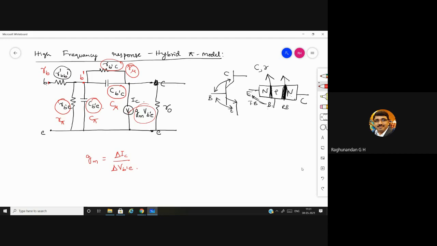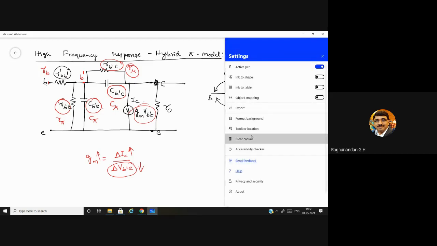So now the transconductance is directly proportional to the collector current. If the VBE value reduces, the conductance will increase and automatically the collector current will increase. So the lesser the VBE value, the higher will be the collector current because of the increase in the conductance. This is what you need to explain. Okay, so that is about today's class.